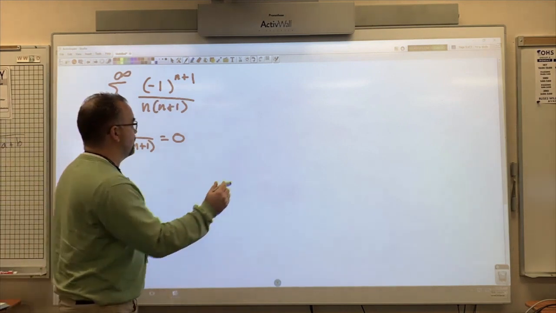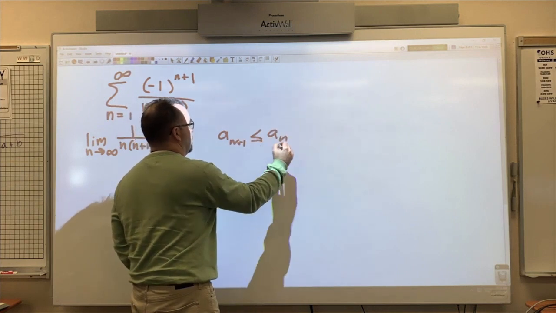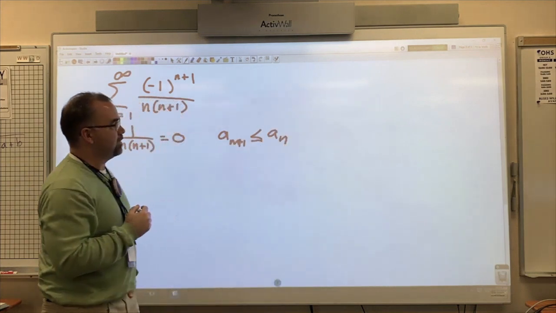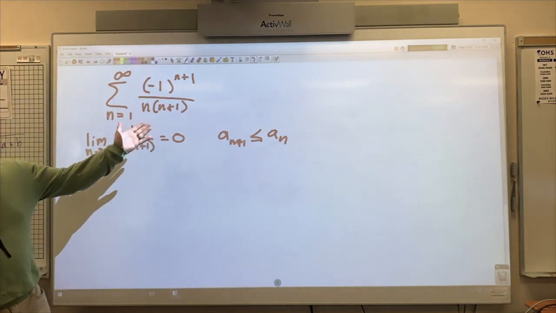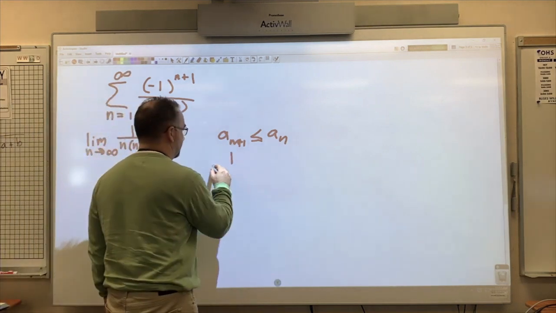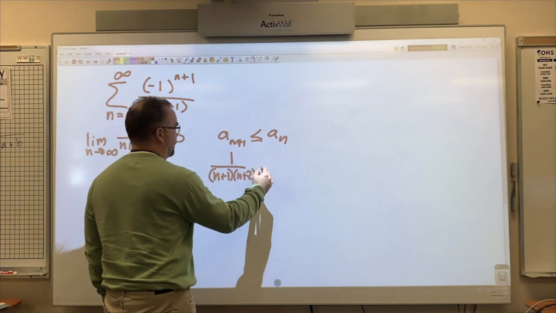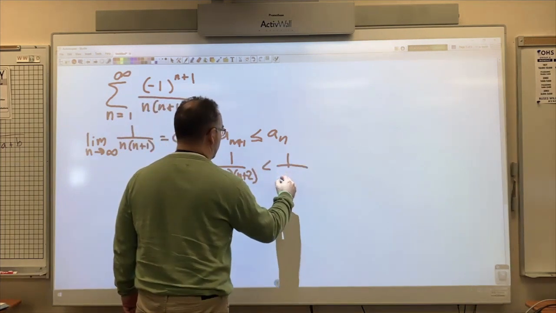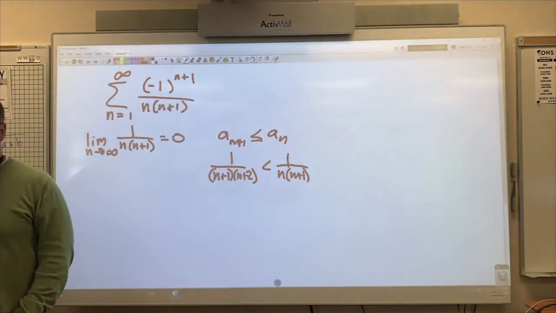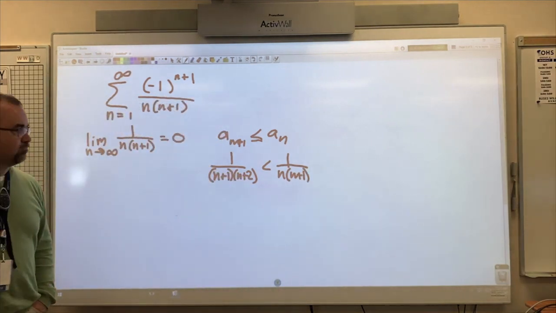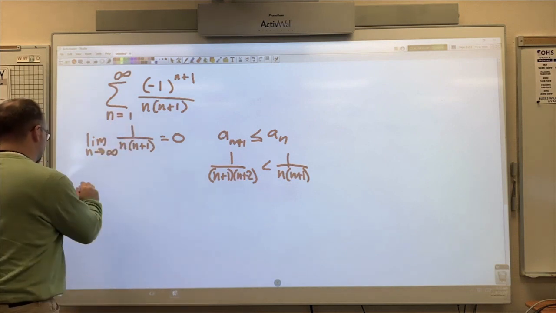And we have to prove that a sub n plus 1 is less than or equal to a sub n. There we go. Well, if I add 1, I get n plus 1 times n plus 2 in the denominator. And that is definitely less than 1 over n times n plus 1, once n gets past 1. So, yeah, this is a convergent alternating series.